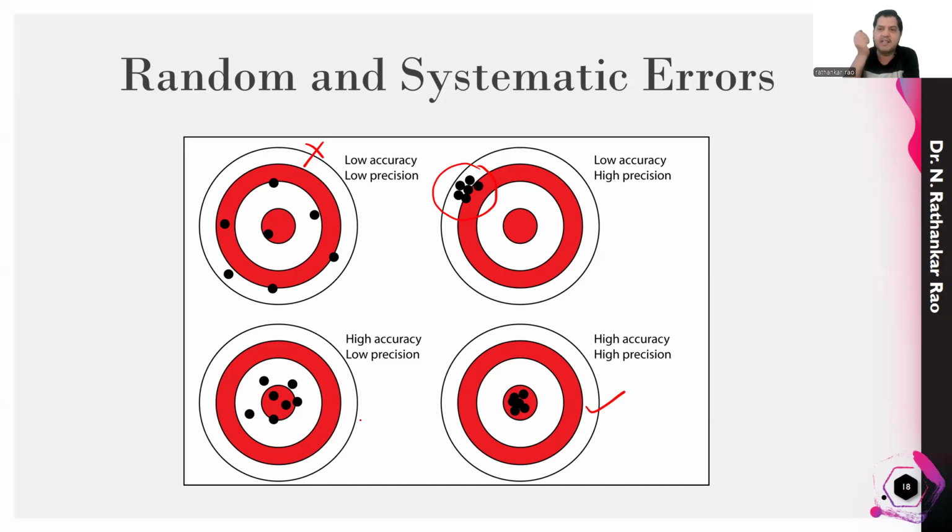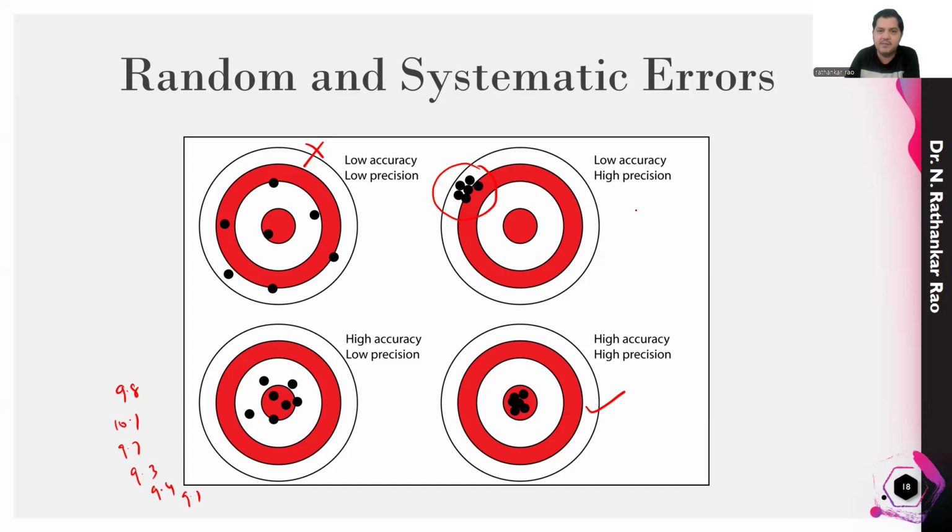Let us say you are conducting an experiment on getting the value of the acceleration due to gravity, which is 9.8. Everyone knows it. So you want to get 9.8, but you get values like 9.8, 10.1, 9.7, 9.3, 9.4, 9.1, which means what? So you are getting almost higher accuracy, but the precision is not so good.